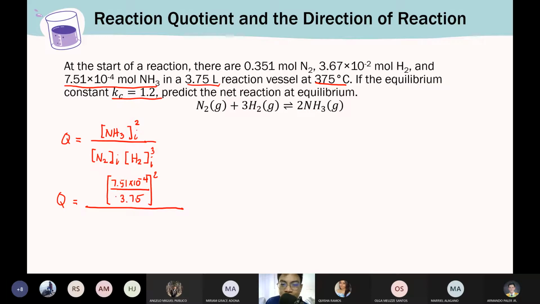Okay? Di ba? Mole per liter. Di ba? So, mole divided by the volume. So, for the ammonia, the value of the concentration initial is 7.51 times 10 raised to negative 4 divided by 3.75. So, igaganyan ko na ha. Bakit? Para isahang pindot na lang sa calculator.